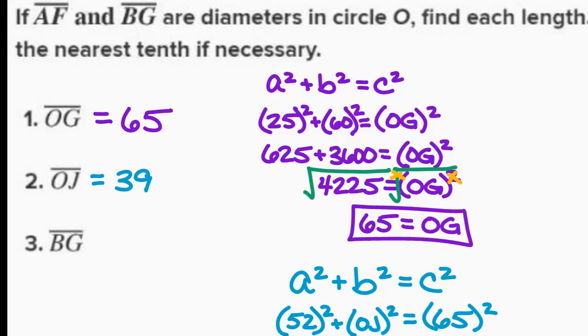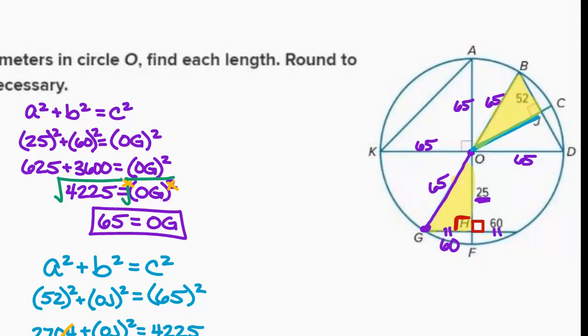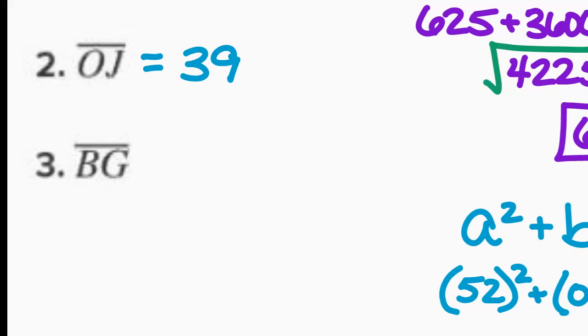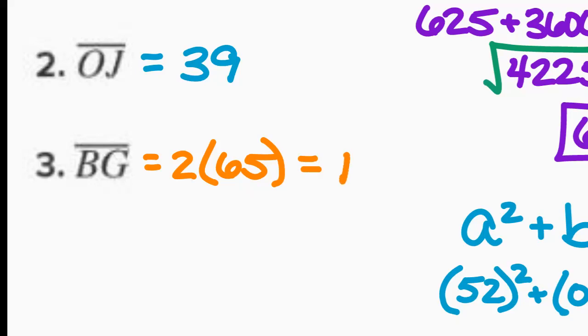Last one. I want to know how long segment BG is. This entire thing right here. How can I find that length? What'd you say? Multiply the radius by 2 or add 65 twice. Either one, it's the same result. Absolutely. So we're going to do 2 times 65. What is 2 times 65? 130. Thank you.